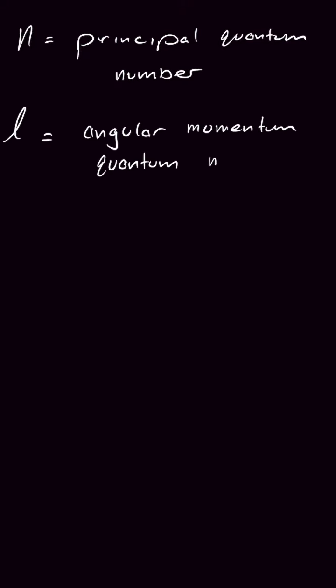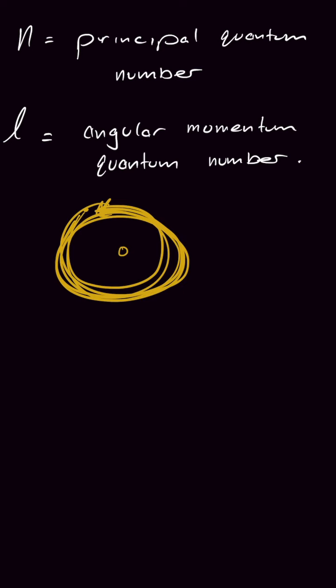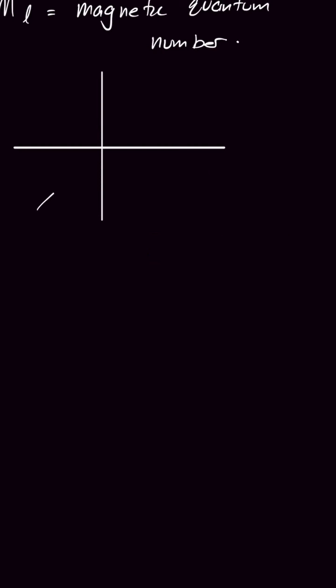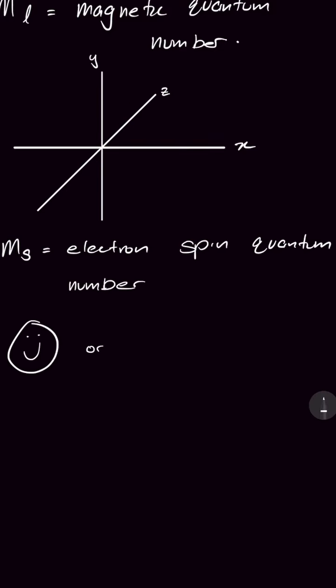L is the angular momentum quantum number and describes the shape of where the electron is likely to be based on how fast and what direction it's moving. M subscript L represents the orientation of the shape in space, usually described relative to x, y, and z axes. M subscript S describes the electron spin, up or down.